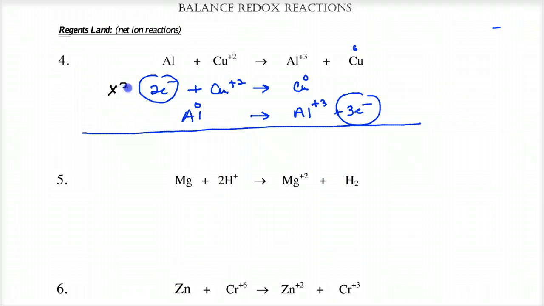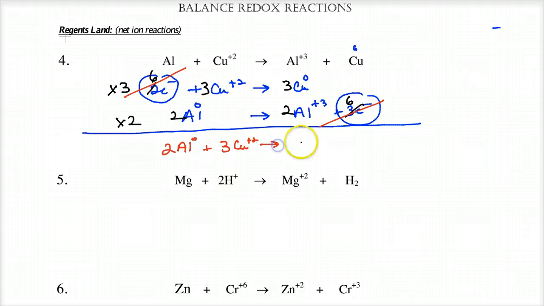So I times this by 3. That gives me 6. Distribute that. I'm going to times this side by 2 because this gives me 2 times 3, 6 electrons. And now my electrons are going to balance, and then I add everything together. 2 aluminums plus 3 copper plus 2s gives me 3 coppers plus 2 aluminum plus 3s.